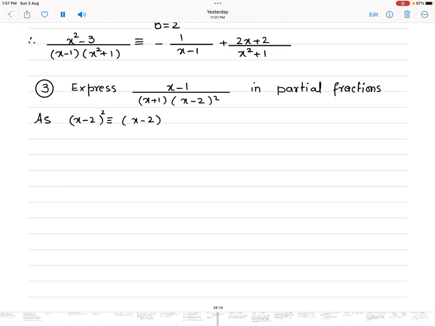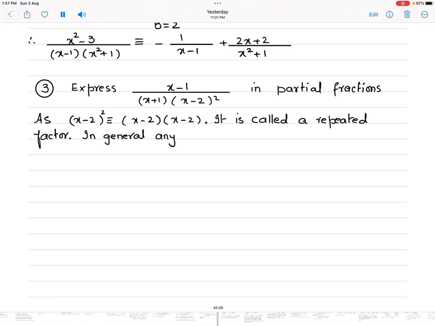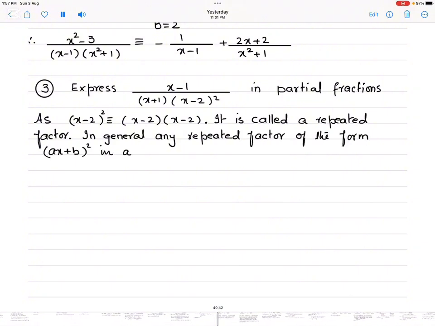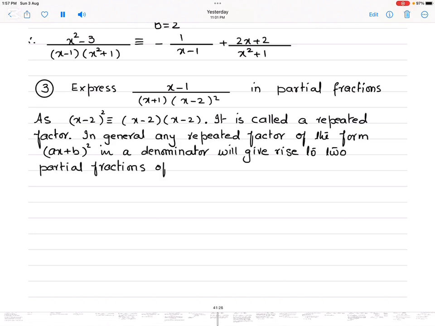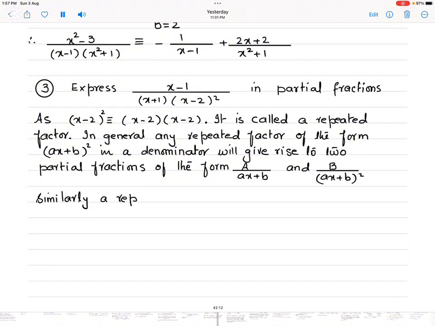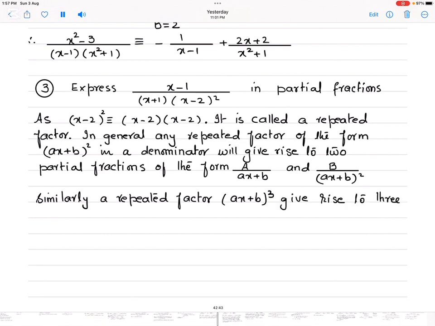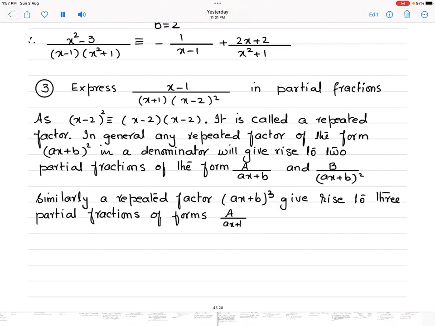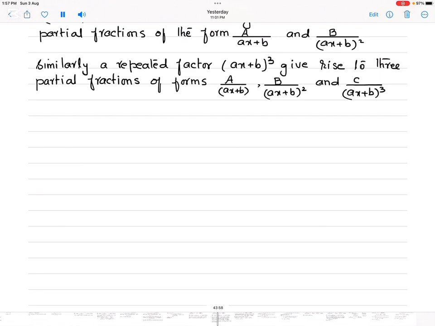As (x − 2)² is identical to (x − 2)(x − 2), it is called a repeated factor. In general, any repeated factor of the form (ax + b)² in a denominator will give rise to two partial fractions of the form A/(ax + b) and B/(ax + b)². Similarly, a repeated factor (ax + b)³ gives rise to three partial fractions of the form A/(ax + b), B/(ax + b)², and C/(ax + b)³.